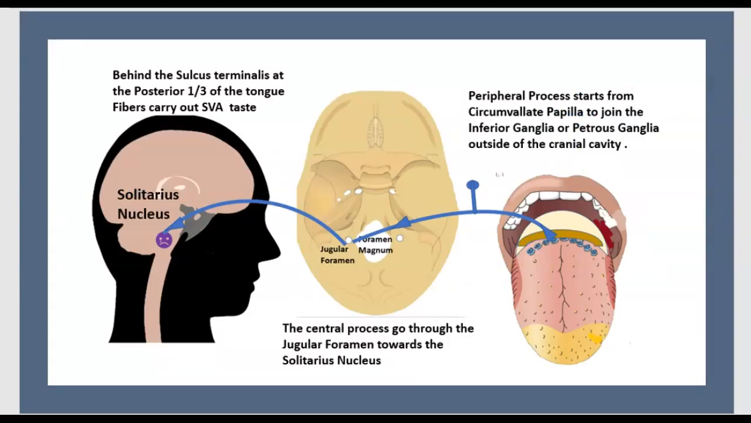The peripheral process starts from the circumvallate papilla to join the inferior ganglion or petrous ganglion outside the cranial cavity. Here is the jugular foramen. Here is the foramen magnum. The central process goes through the jugular foramen toward the nucleus solitarius. Behind the sulcus terminalis at the posterior third of the tongue, fibers carry SVA taste.